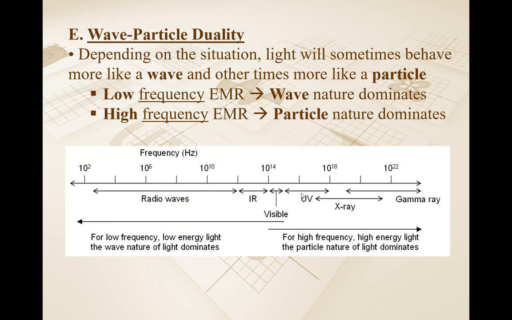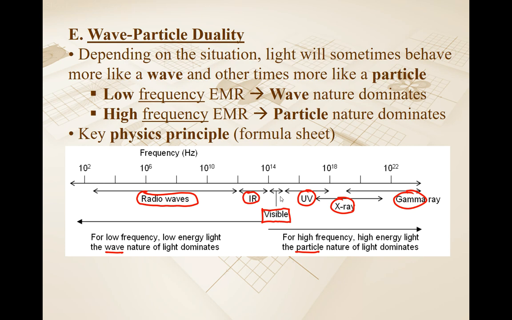So just to look at the electromagnetic spectrum. My lower frequency EMR, so radio waves, microwaves, infrared radiation, would behave more like a wave, whereas your high frequency EMR, UV, X-rays, gamma rays, would behave more like a particle, which is a discrete unit. Visible light is kind of somewhere in the middle. It just depends on what you're doing to it. In some situations, it'll behave more like a particle, in others more like a wave. And yes, this is a key physics principle that you will find on the formula sheet, the wave-particle duality of light.